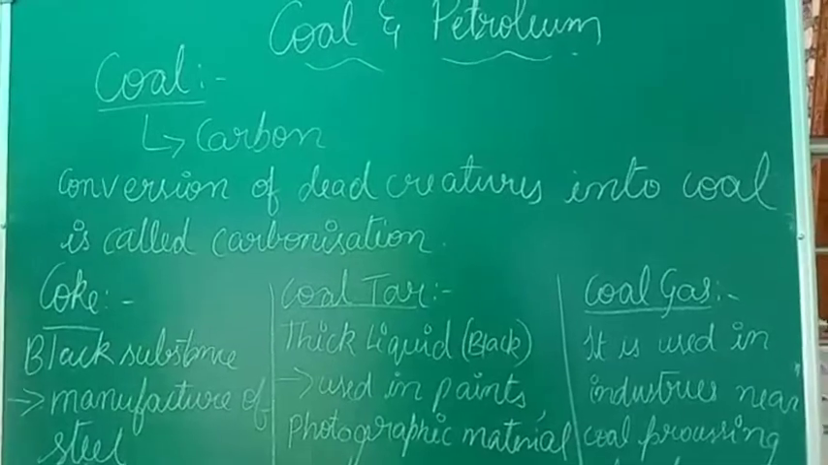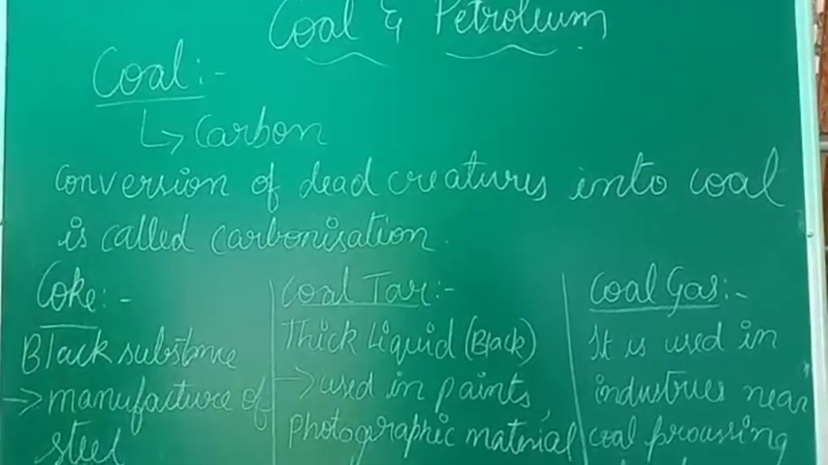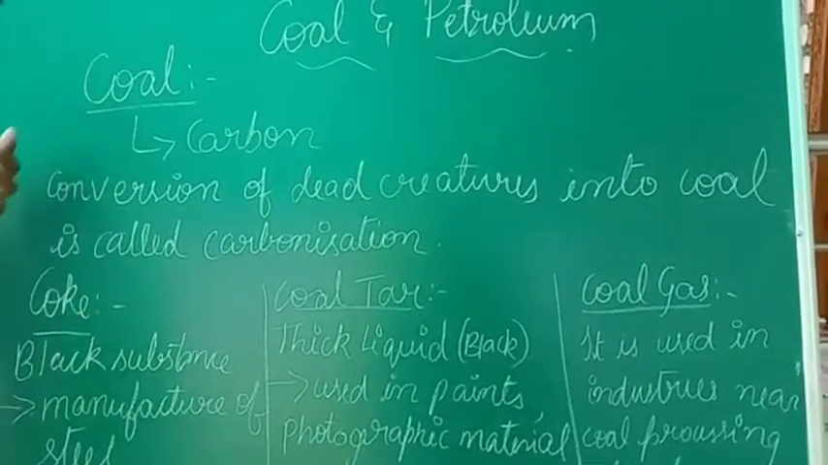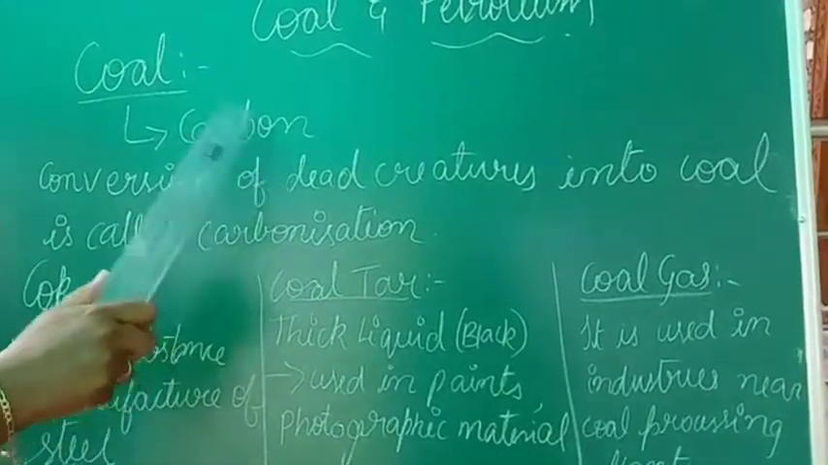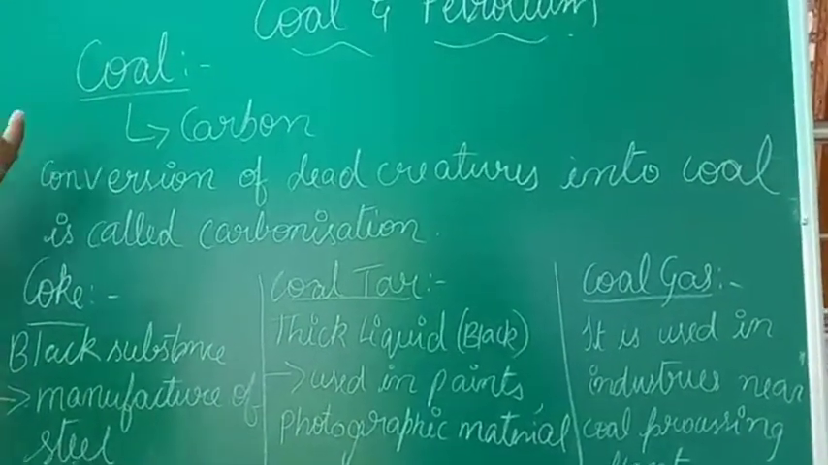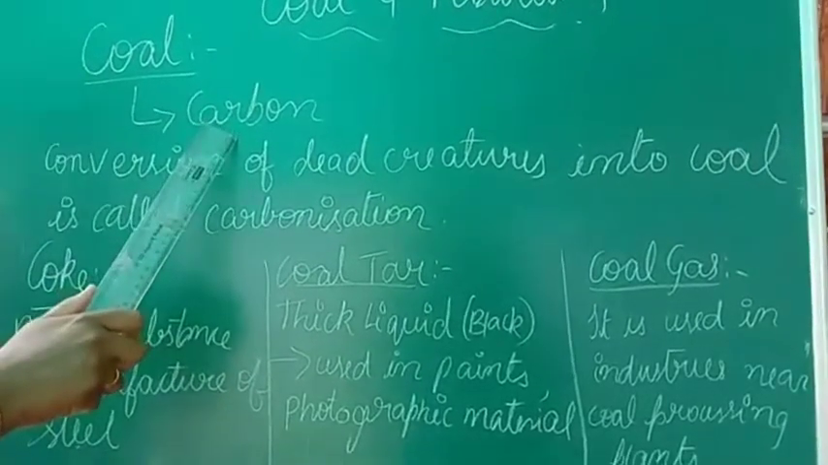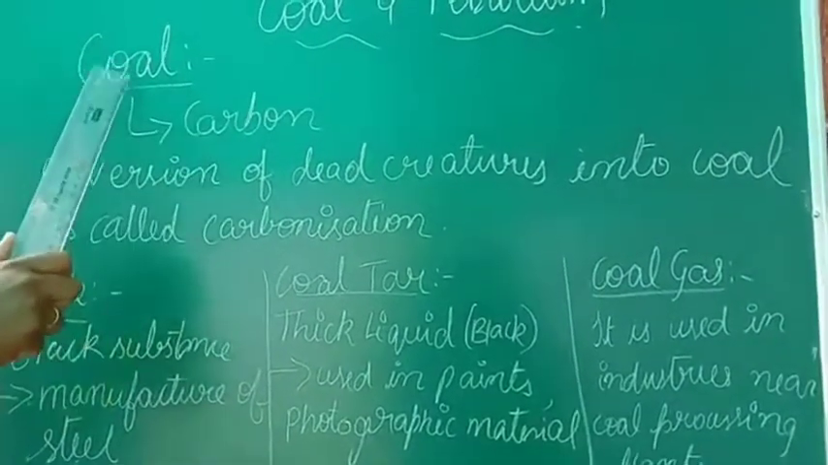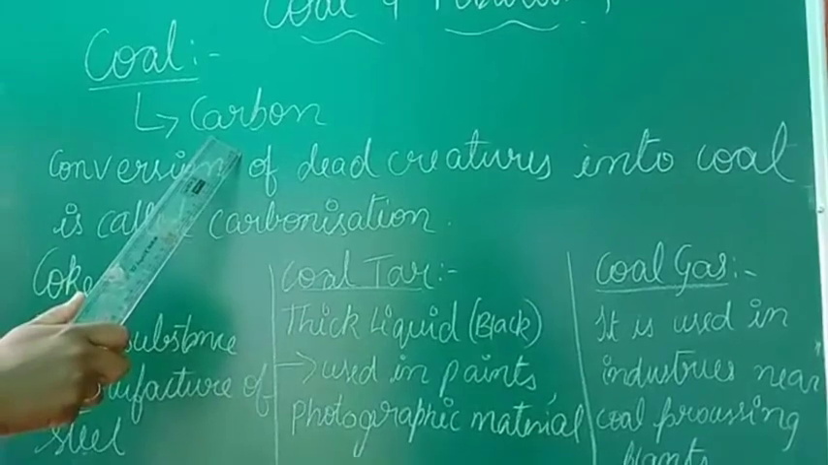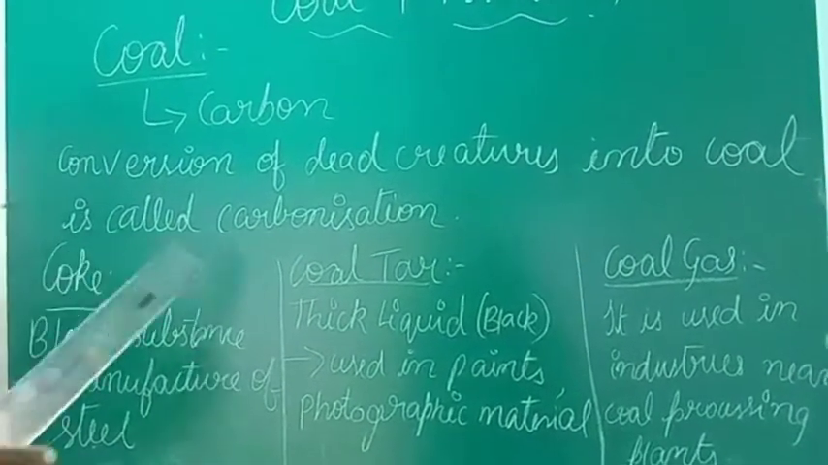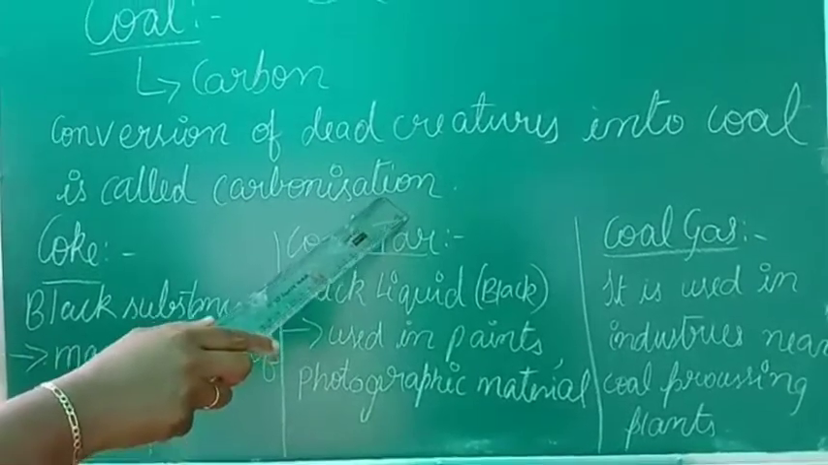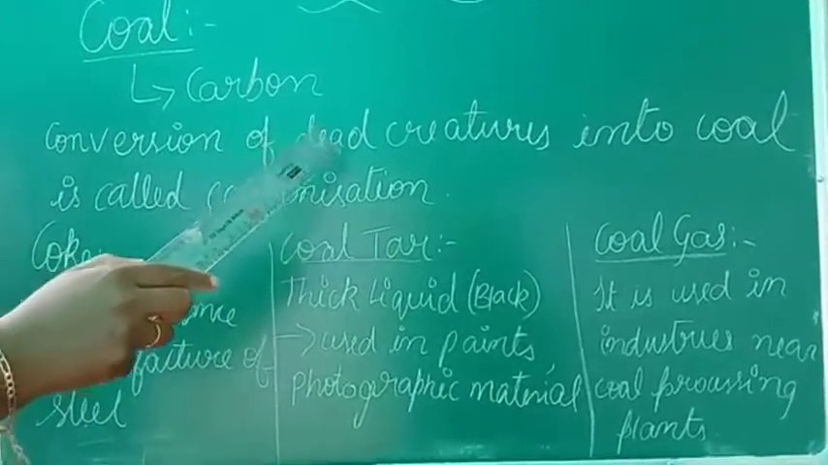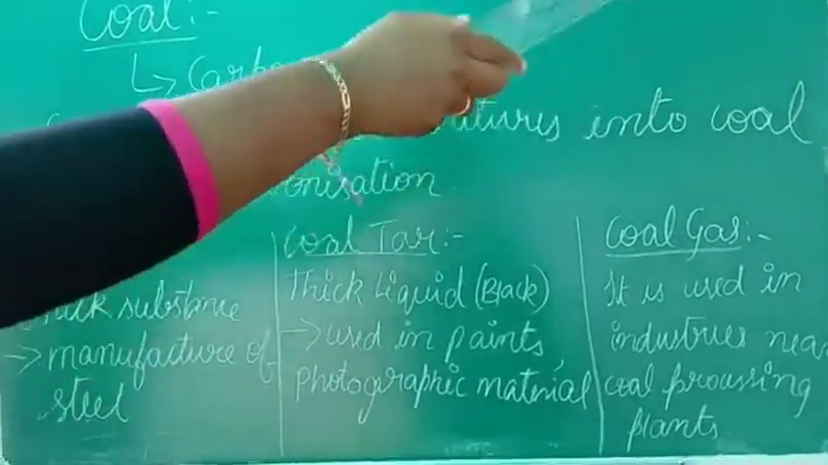We'll study deeply about the concept of coal. Mainly this coal consists of carbon. The element in which coal is present, that is carbon. So in coal mainly we find carbon. Now there is a process called carbonization. Carbonization means what? Conversion of dead creatures into coal.